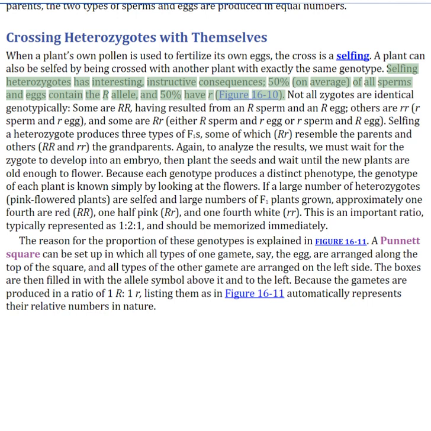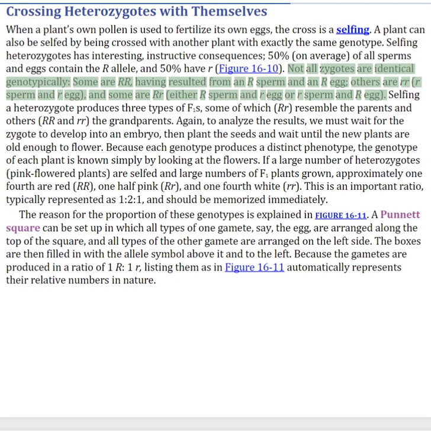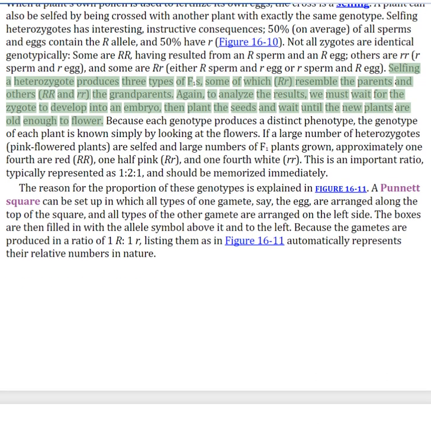50% of all sperms and eggs contain the R allele, and 50% have r. Not all zygotes are identical genotypically, some are RR, having resulted from an R sperm and an R egg, others are Rr, and some are rr. Selfing a heterozygote produces three types of F2s, some of which resemble the parents and others the grandparents.